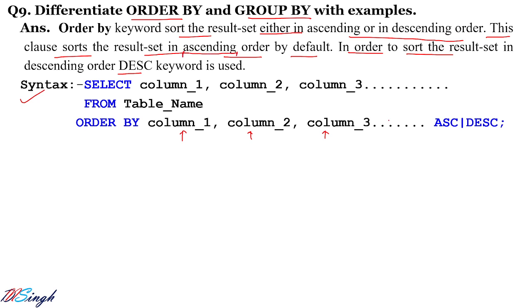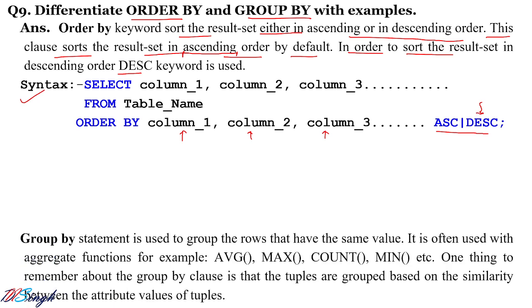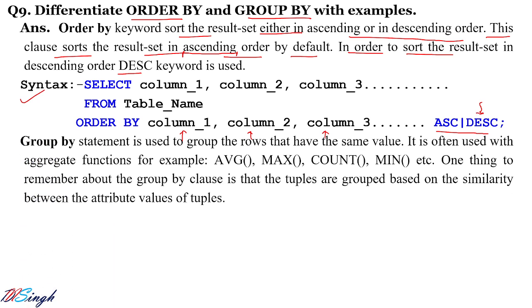Remember, if you do not specify ascending or descending, order by will order the result in ascending order. If you want it to be in descending order, definitely you have to put DESC there. Fine. Next is group by clause. Group by is a very important clause for the select command. Group by statement is used to group.